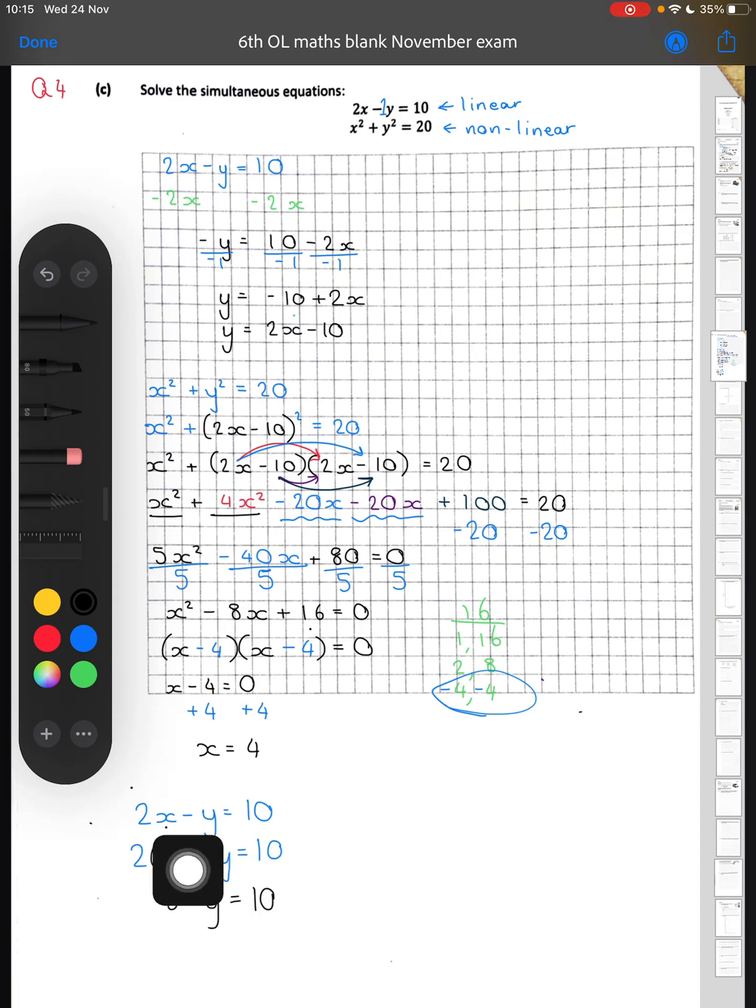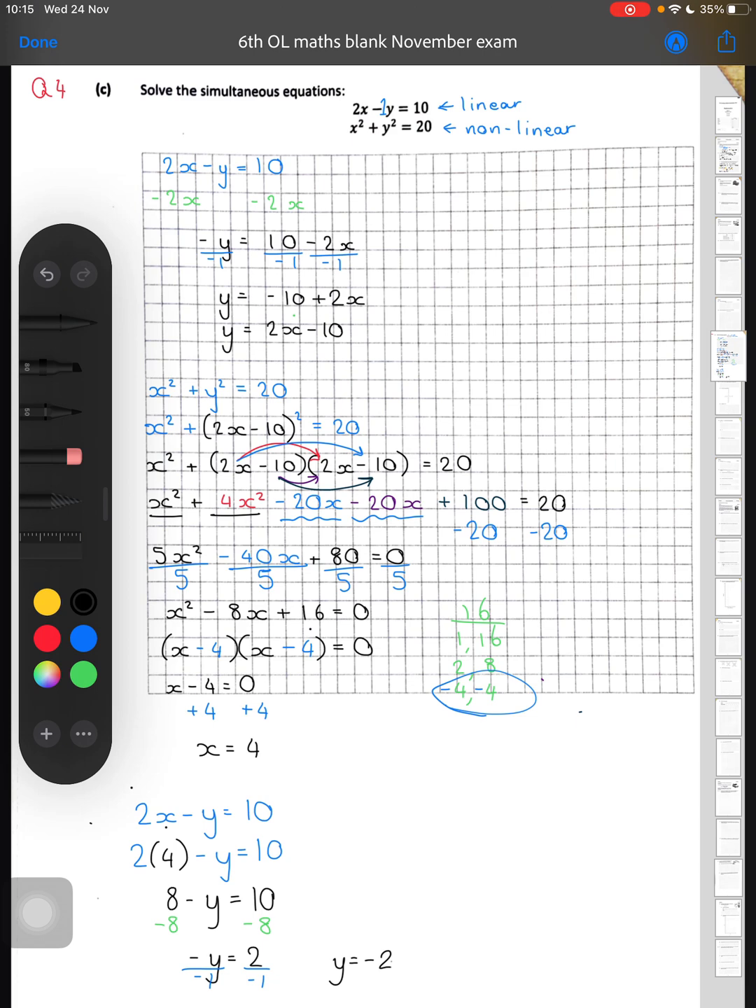Okay, so I'm going to find what y is by moving this 8 across. I'll minus 8 from both sides, and I'll be left with minus y is equal to 2. I don't want minus y, I want a plus y. So I'm going to divide both sides by minus 1, and I'll get that y is equal to minus 2.